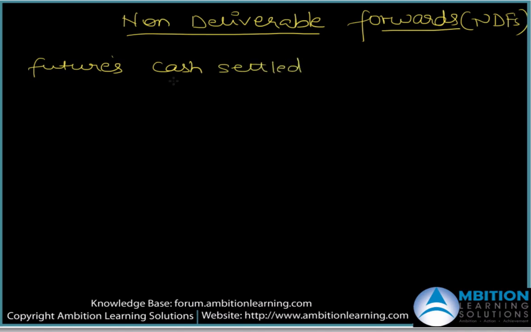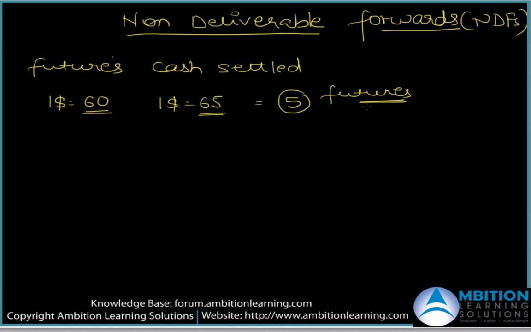We just learned that if I buy $1 at 60 rupees and tomorrow $1 becomes 65, I actually don't have to pay 60 rupees and receive 65. It is cash settled. I directly get the 5 rupees profit that I make. We learned this is how the futures contract operates. This is exactly how the non-deliverable forward contract operates. I buy it at 60. When it goes to 65, I make the 5 rupees, which is cash settled.